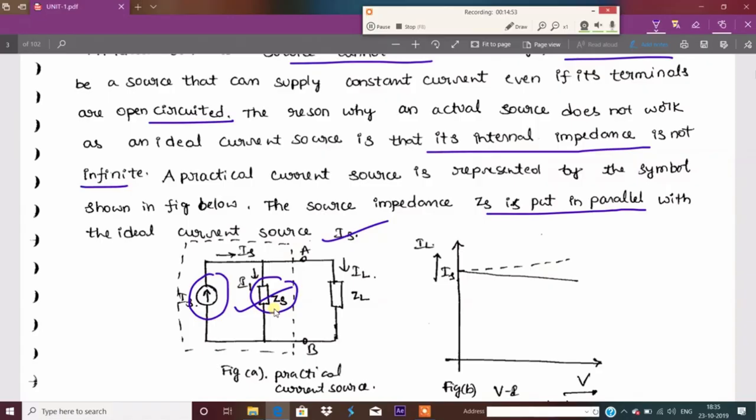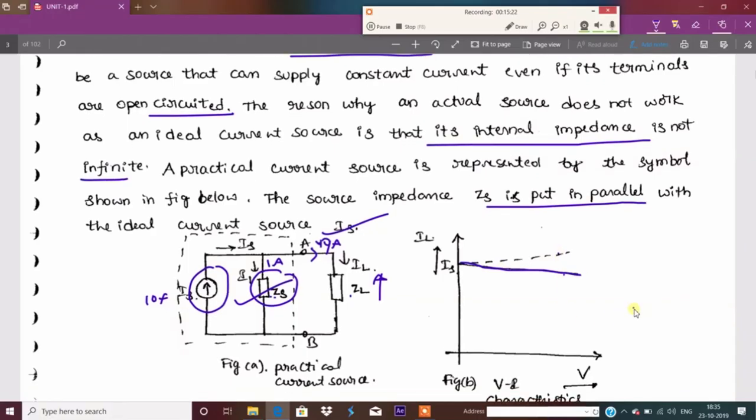The characteristics will be like that. If I am applying 10 amperes, not all of the 10 amperes of current is flowing through the particular impedance. Maybe 9 amperes is flowing and some 1 ampere will flow here. If the impedance increases, the current flowing here decreases, and the current flowing through the impedance element will increase. What happened exactly? The small difference of the current between the ideal and practical cases. This is about the practical current source.